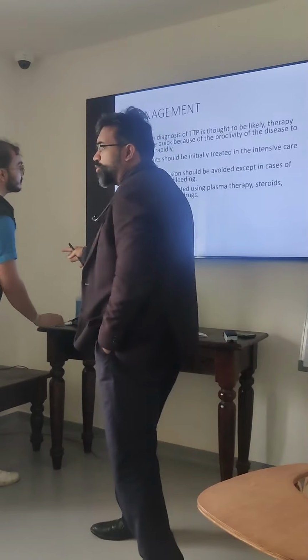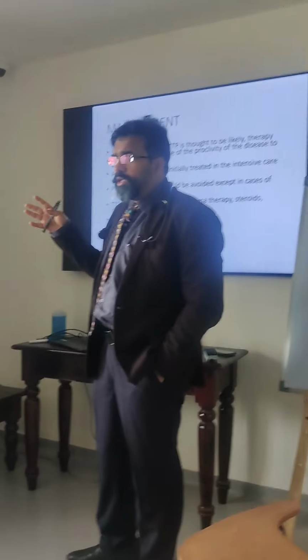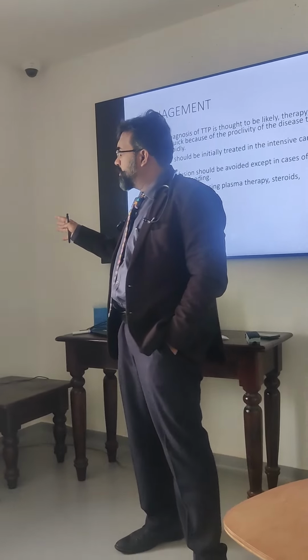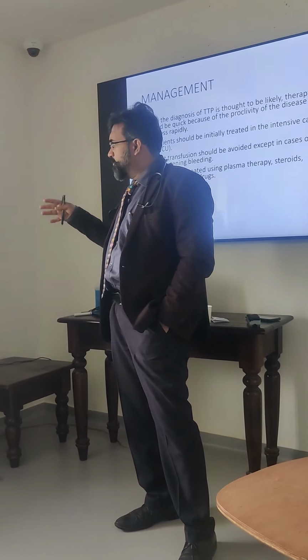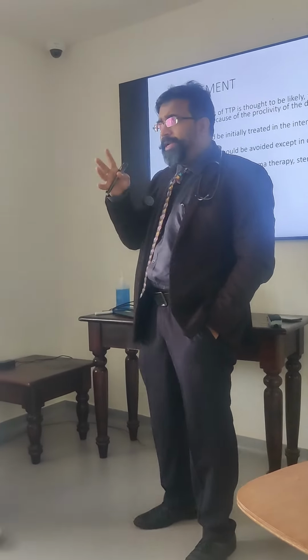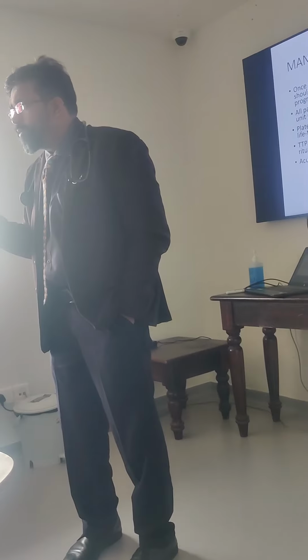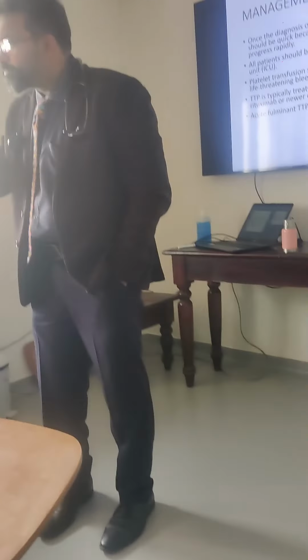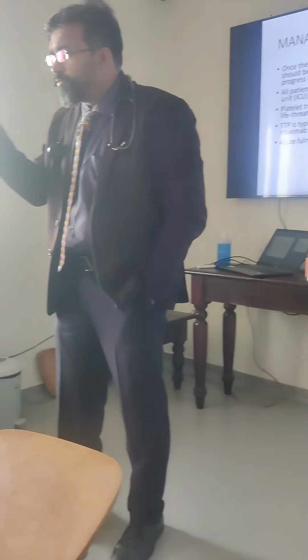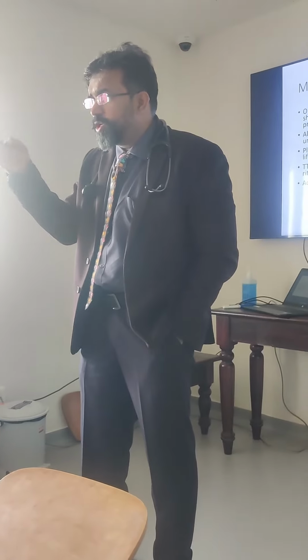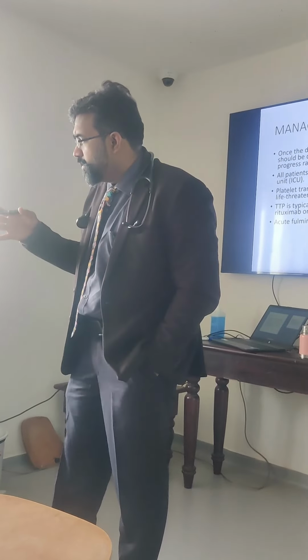So if I were to ask you, DIC is a completely different thing. Okay. It's part of thrombotic microangiopathy, but it's different. So in TTP, I have sent a peripheral smear and got schistocytes. What else am I expecting to see? What other investigations am I expecting? Thrombocytopenia, less than 40,000. LDH is raised.